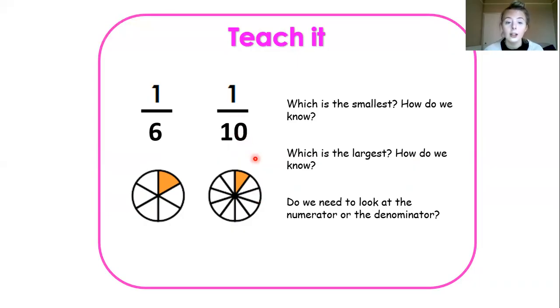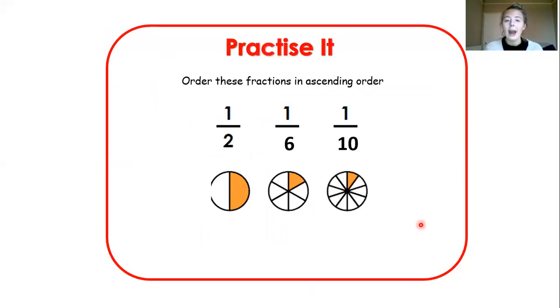Okay, and 1/6, the 6 is smaller than 10. So when the denominator is the smallest, it is the largest fraction, isn't it? Because it shows us that it's been split into less equal parts. So that one part we are going to look at, because they're unit fractions, that one part is going to be bigger.